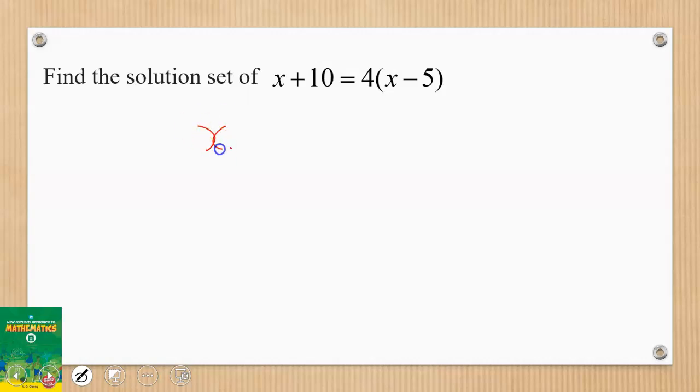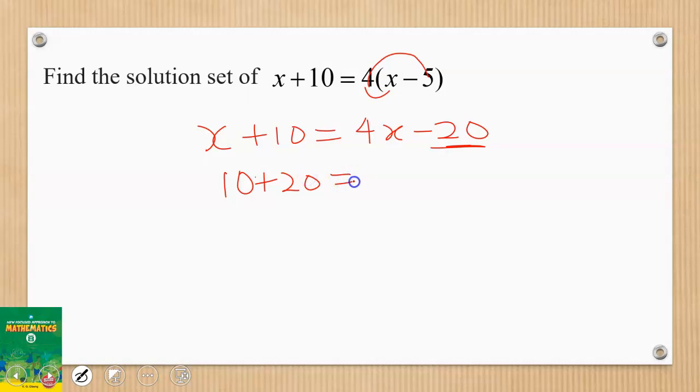And so what we can do first is to expand the bracket here, which gives us 4x, that is 4 times this, and 4 times that will give us minus 20. The next thing is to group like terms. So I have 10 here. I can move this 20 to become plus 20, also plus 10. I have my 4x. I move this one as positive to become minus x. Now this will give me 30 and this will give me 3x.